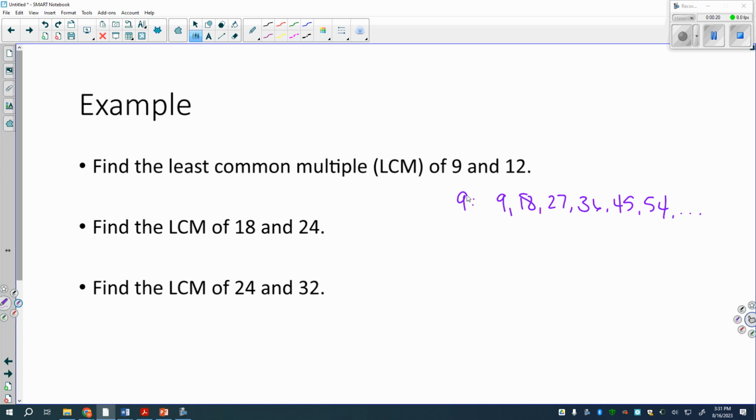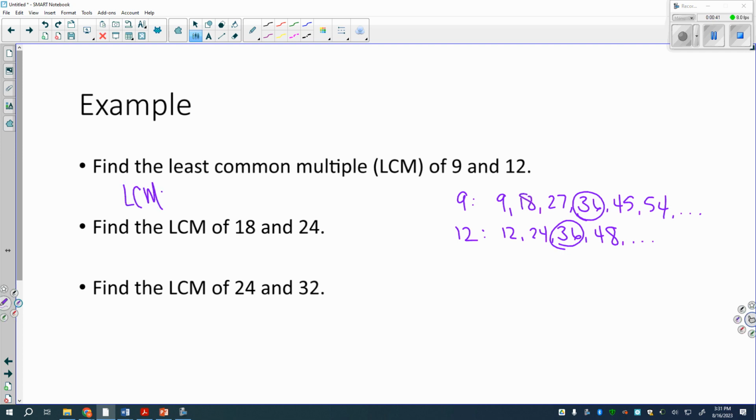That's just counting by nines. And I could do the same thing with 12. And I could do 12, 24, 36, 48, on and on and on. What I'm looking for is the first number they have in common, which is 36. So the LCM here is 36.